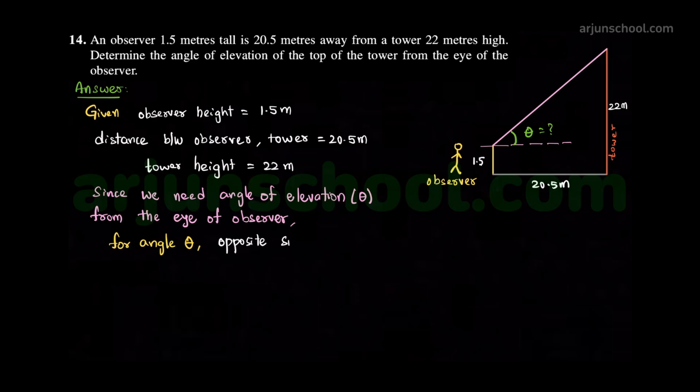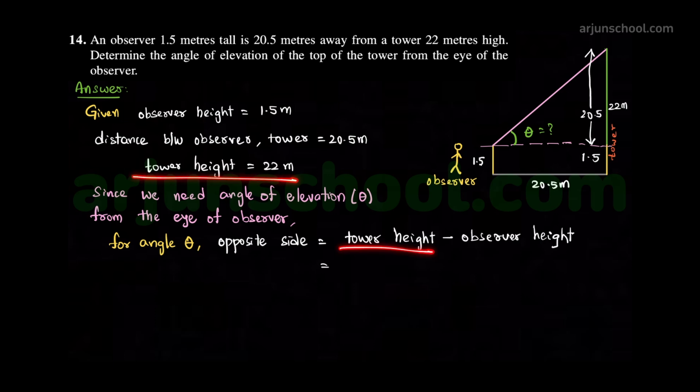opposite side is equal to tower height minus observer height, because we are asked the angle of elevation from the eye of the observer. Therefore, we need to take out the observer height from the tower height. We know that tower height is 22 meters. Observer height is 1.5 meters. That is equal to 20.5 meters.